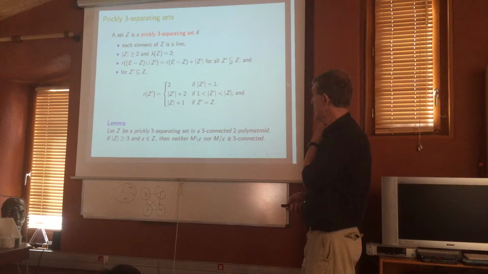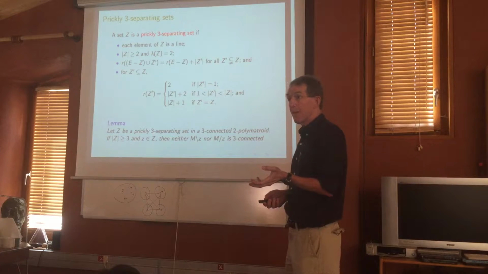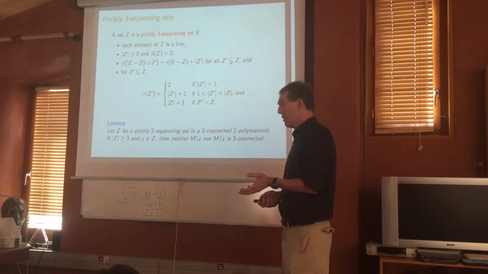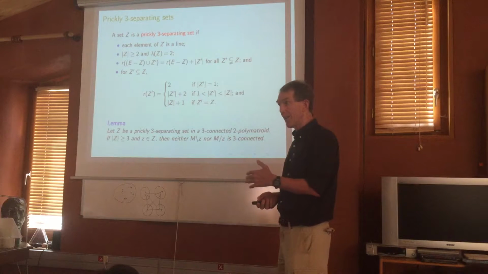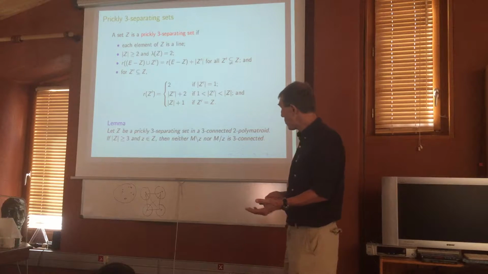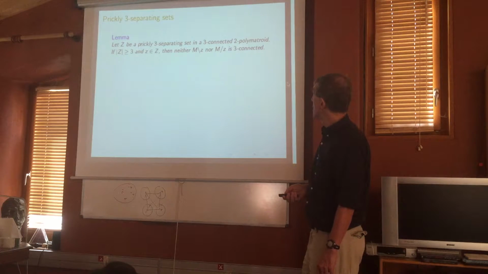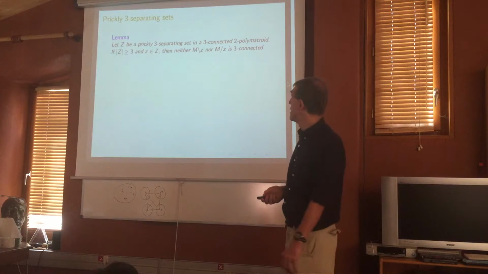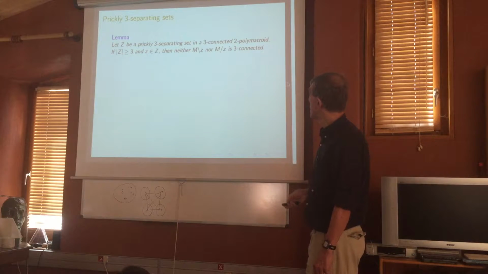Here's an interesting result. When you've got one of these prickly 3-separating sets, they really are nasty, because you delete an element, you're not 3-connected anymore. You contract an element, you're not 3-separating anymore. Now, that's not good. We're trying to be able to delete an element or contract an element and recover 3-connectivity. We can't do it when we've got one of these prickly guys. You actually need this hypothesis about this having cardinality bigger than or equal to 3.